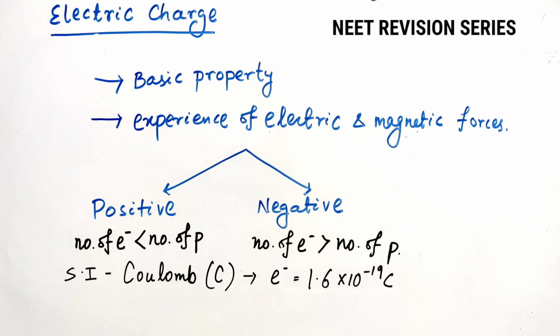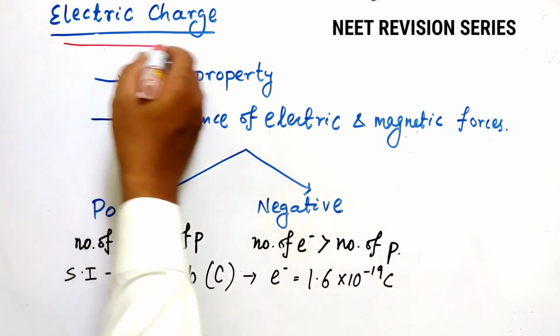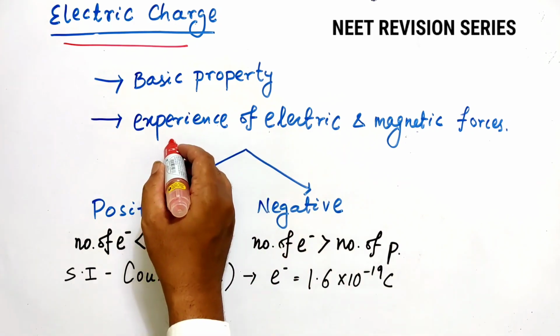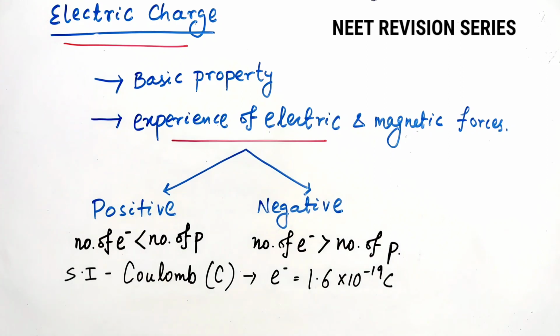So first we'll discuss what is electric charge. We all know that electric charge is the basic or intrinsic property of matter, associated with matter, due to which it experiences electric or magnetic forces or magnetic effects.